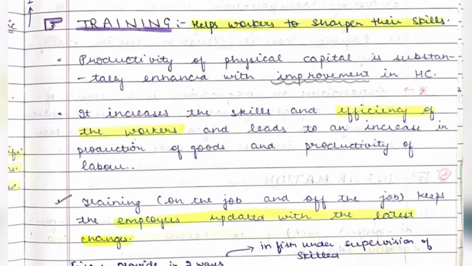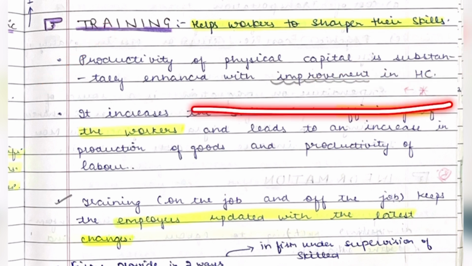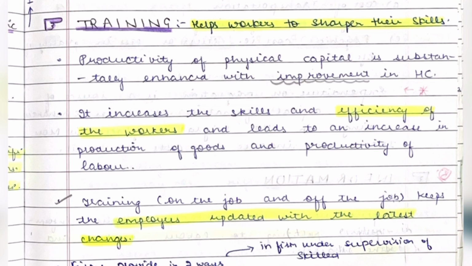Now our fourth source of human capital formation is training. Training helps workers to sharpen their skills. Second point, productivity of physical capital is enhanced with improvement in human capital. How is productivity of physical capital enhanced? For example, we will see that someone is using a computer.